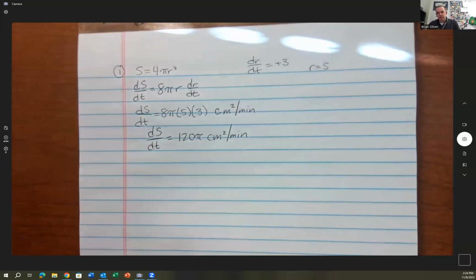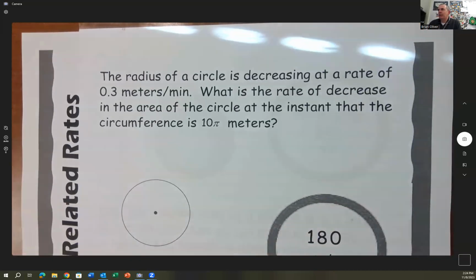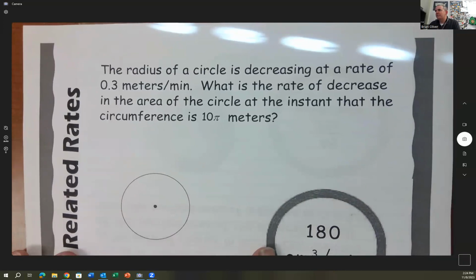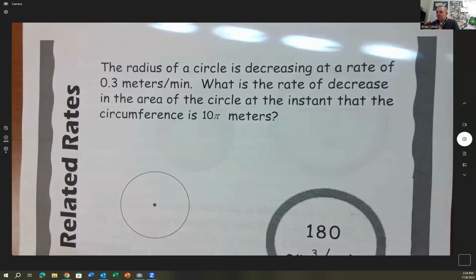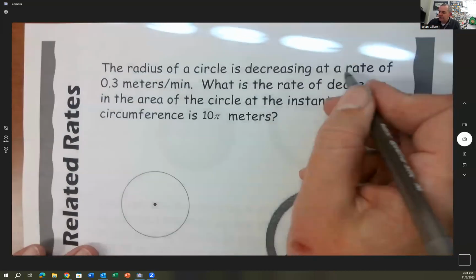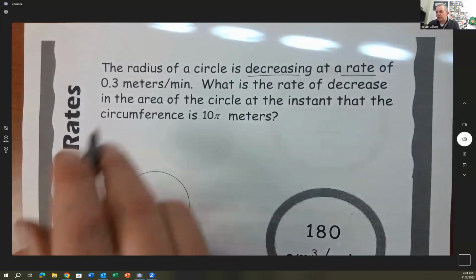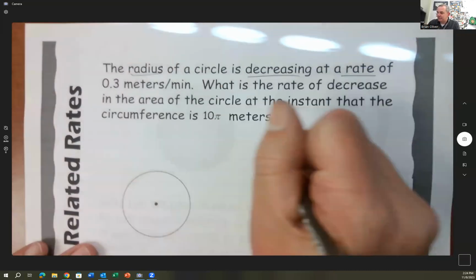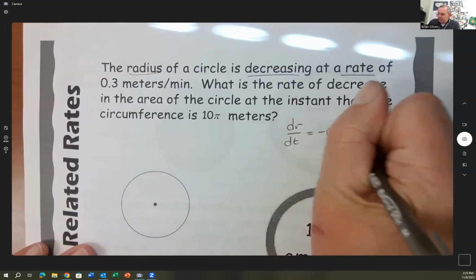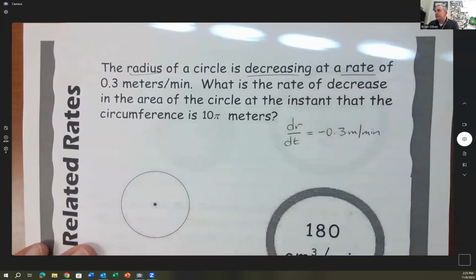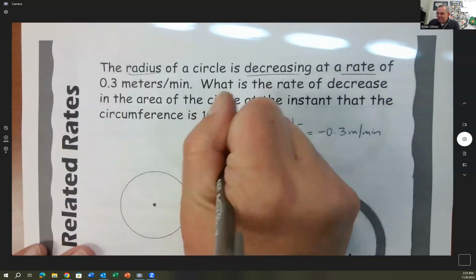Okay, now we're going to move to number 2. The radius of a circle is decreasing at a rate of 0.3 meters per minute. What is the rate of decrease in the area of the circle at the instant that the circumference is 10 pi meters? Again, the moment you see the word rate, it's telling you a derivative. The radius is decreasing, so dr/dt is going to be negative 0.3 meters per minute. What is the rate of decrease in the area? So it's asking me, what is dA/dt?